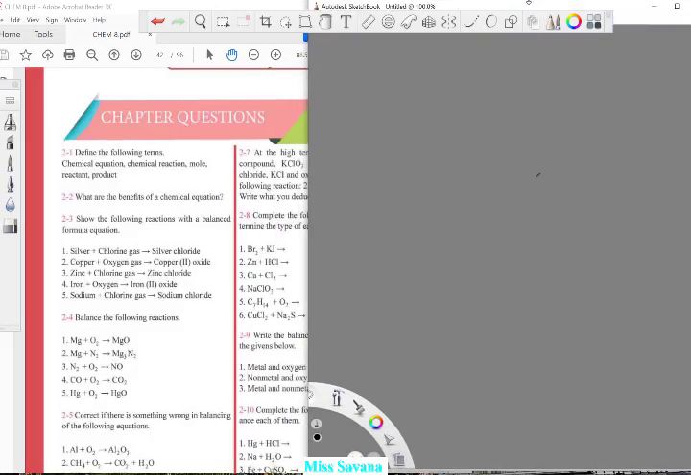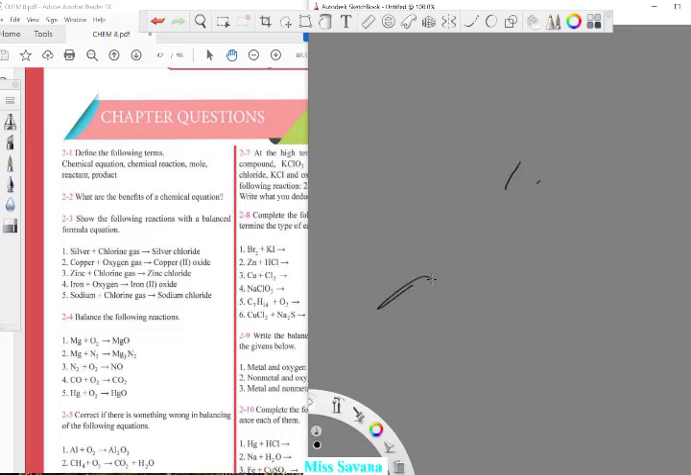Okay, so here we go. Today we're gonna start at the beginning. I'm gonna start with solving the chemical equations. First one is define the following terms.